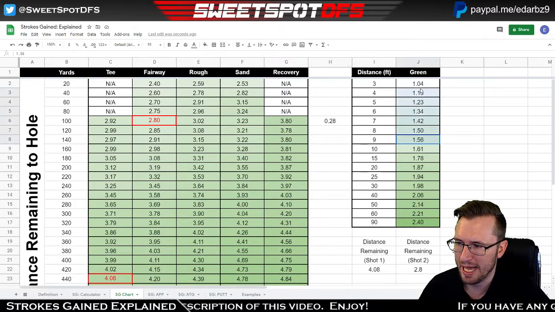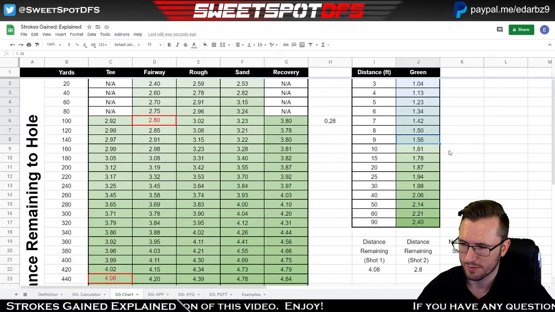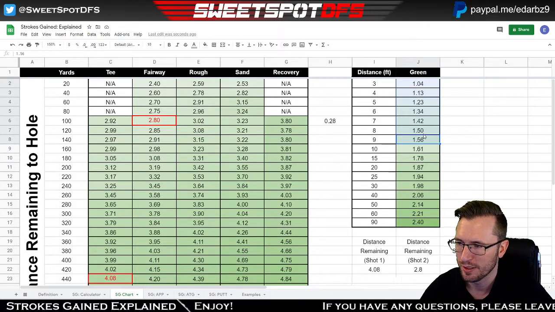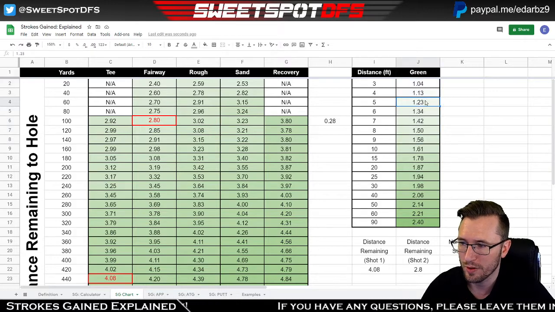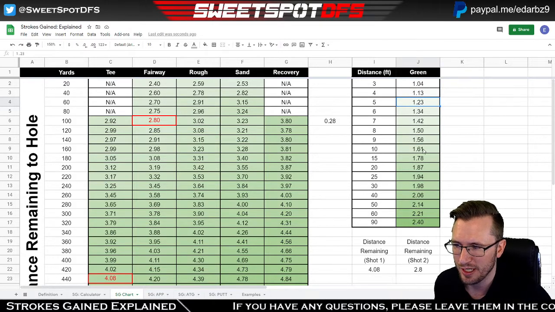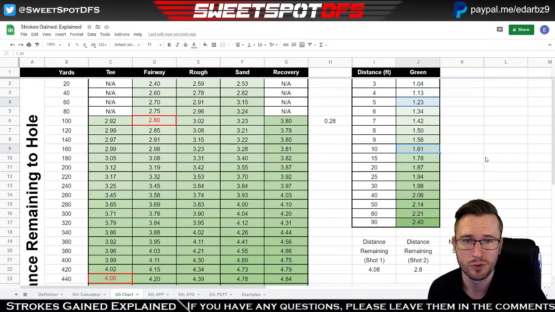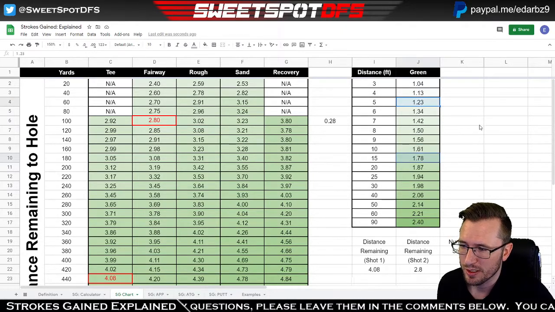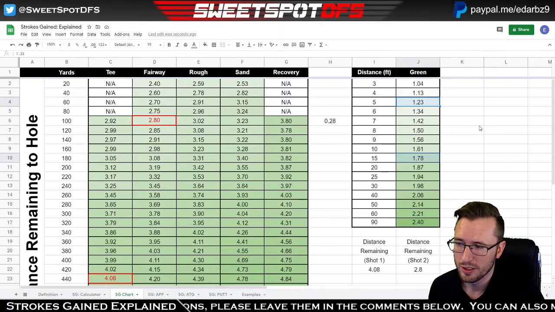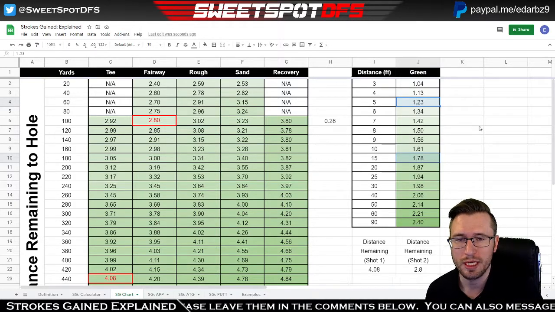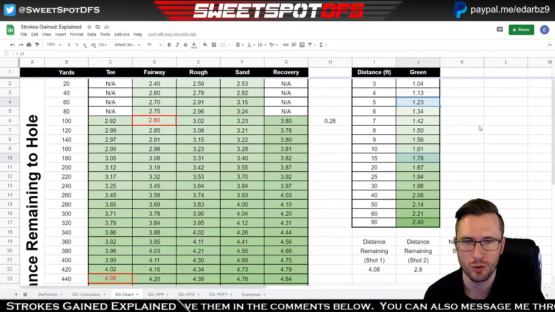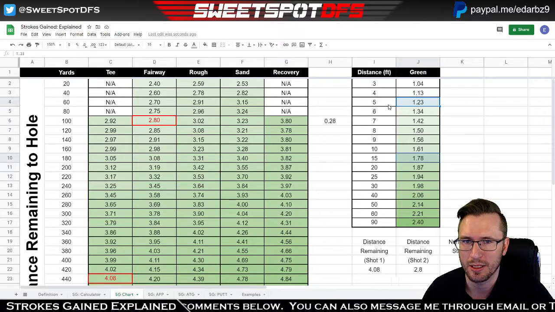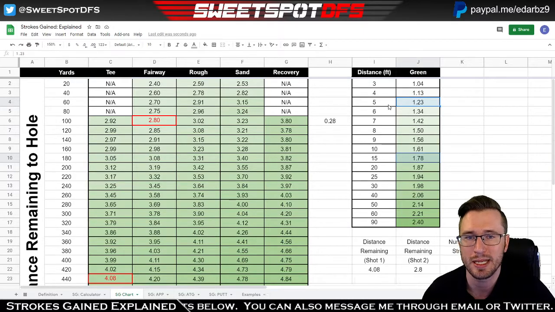If you were to look at every foot on this graph right here, you can see you're gaining like 0.08 all the way up. The difference between 5 feet and 10 feet is almost 0.4 strokes, and the difference between 5 feet and 15 feet is 0.5. So you're gaining those on your approach shot because you're leaving yourself a better putt to make, giving yourself a better chance to make that putt.